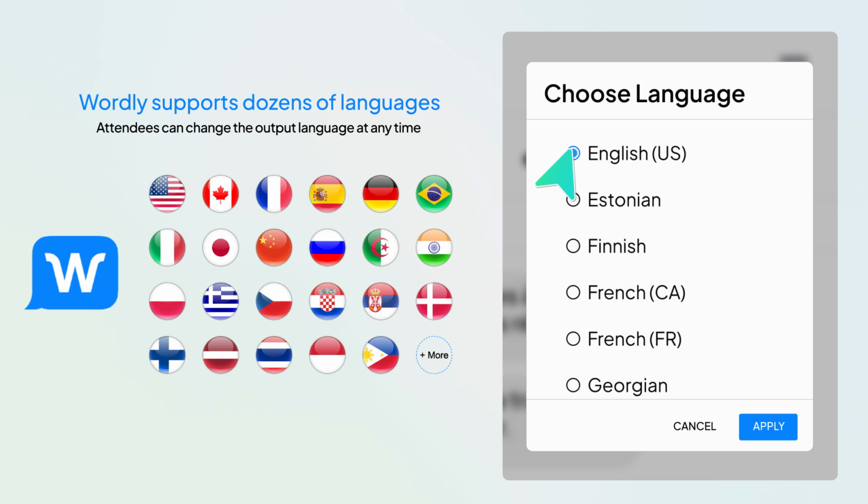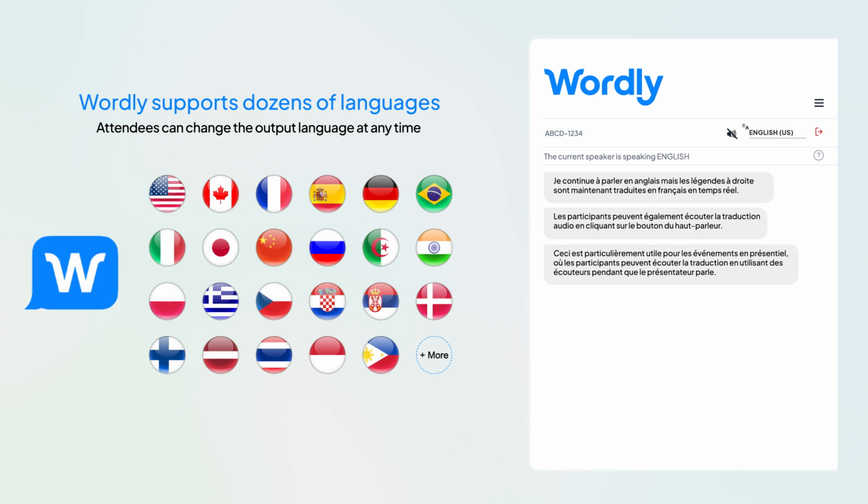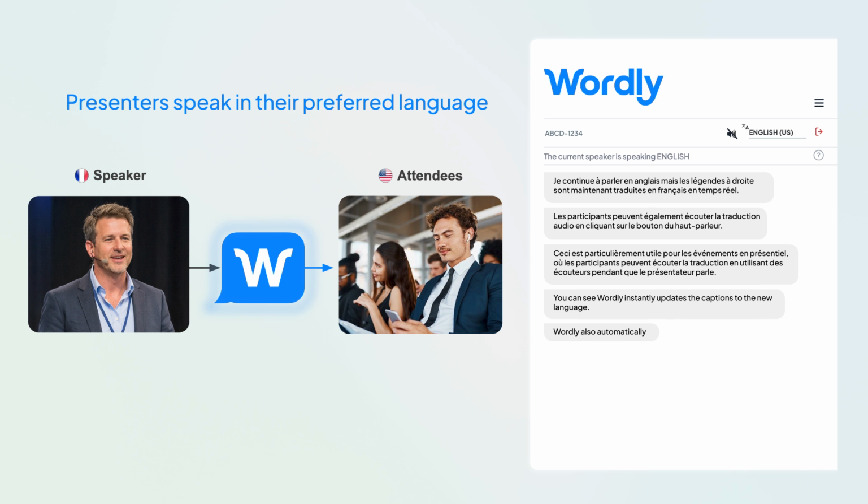Now I'll switch the output language back to English and turn translated audio off. You can see Wordly instantly updates the captions to the new language. Wordly also automatically detects when the spoken language changes. I'll speak a few words in French, and you'll continue to see the captions in English.